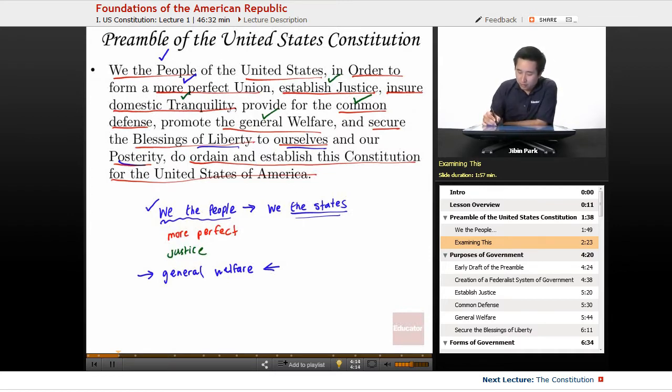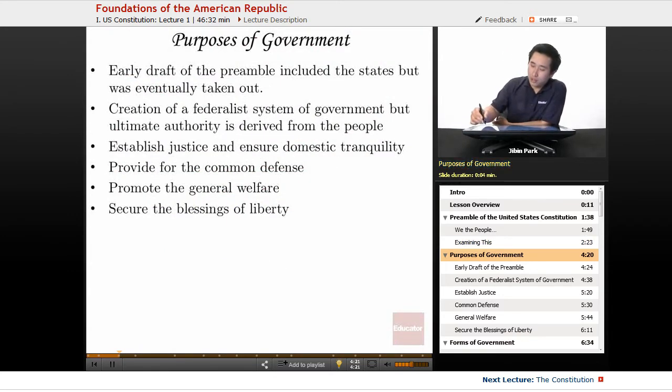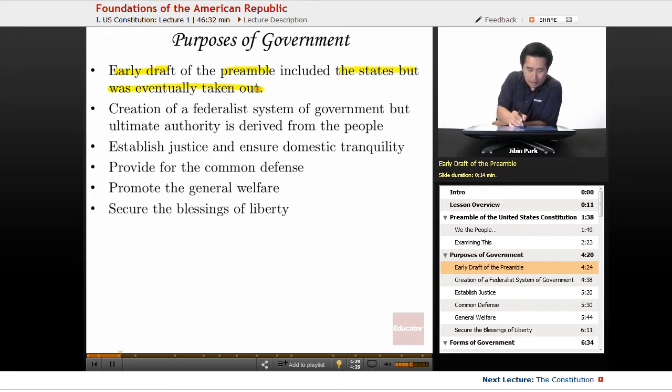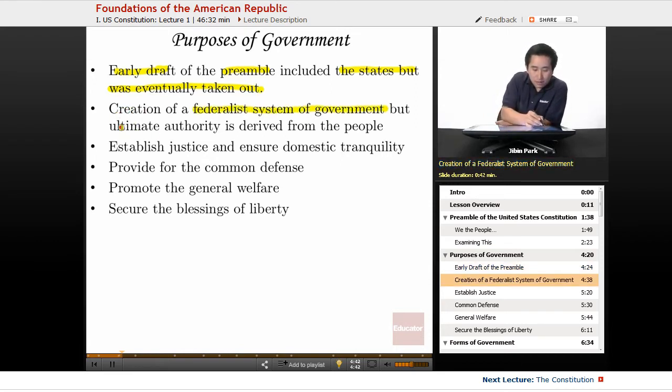So the preamble basically sets the grounds of what the purpose of the Constitution is, and we can analyze it even a little bit more. As I mentioned, the early draft of the preamble included the states, but was eventually taken out. It represented that this document was supposed to come directly from the people rather than filtered through the states. At the same time, there's a creation of a federalist system of government, but the ultimate authority is derived from the people.